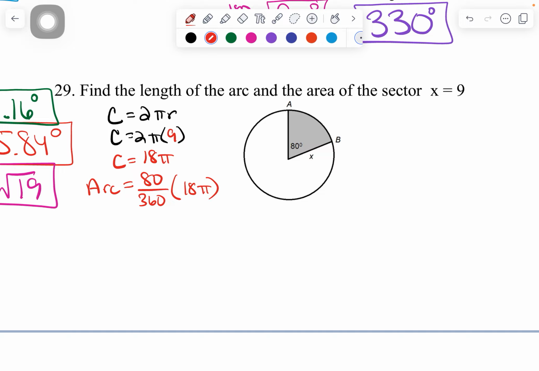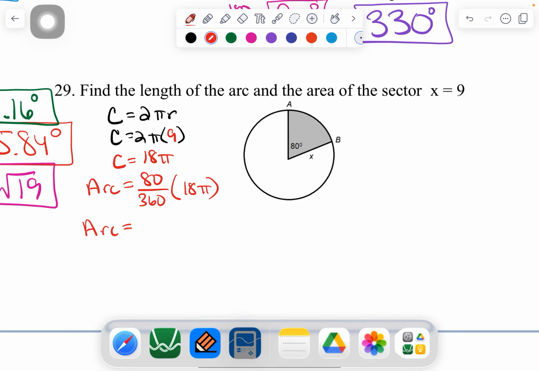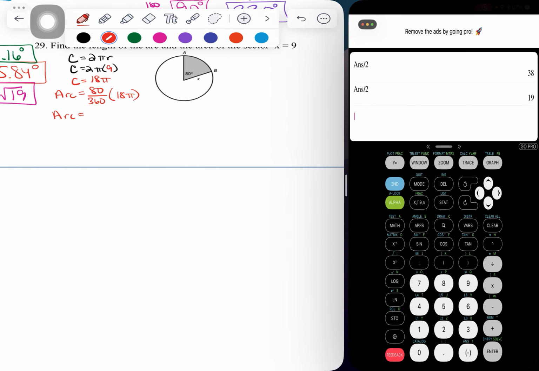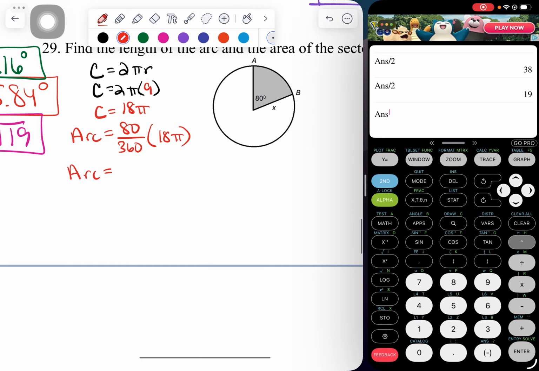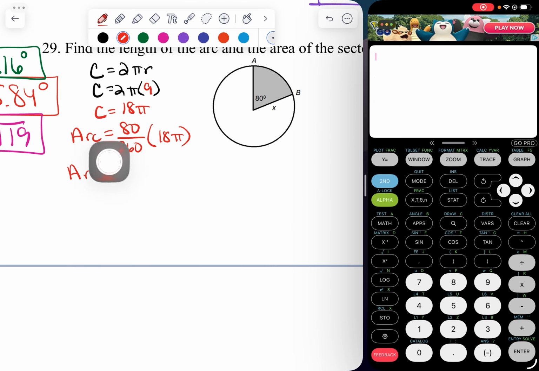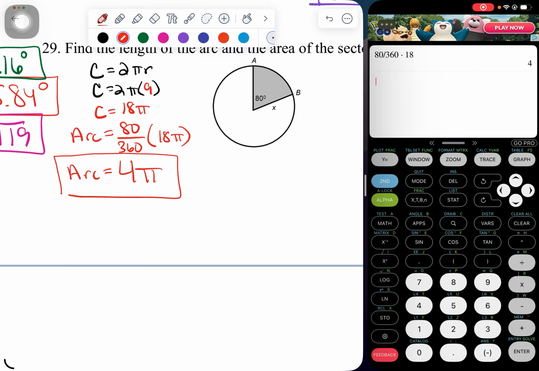times the circumference. Now, what goes in the calculator is the fraction 80 over 360. So let me pop the calculator back up. All right, so clear this out. We're going to do 80 over 360 and then times 18. I am not going to put pi in the calculator because that's just going to get into a whole bunch of messy decimals. So 80 over 360 times 18 is exactly 4. So the arc is 4 pi. There's no unit, so I'm just going to let it be 4 pi. All right, so that's the arc length.